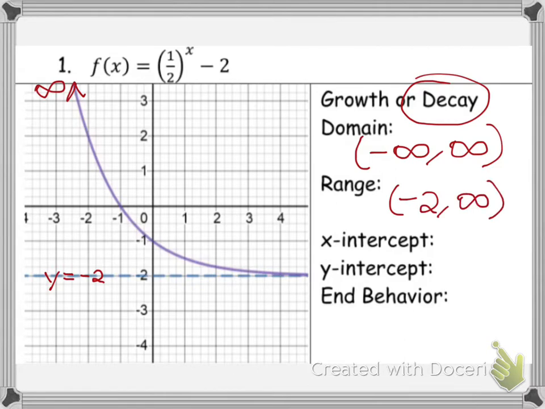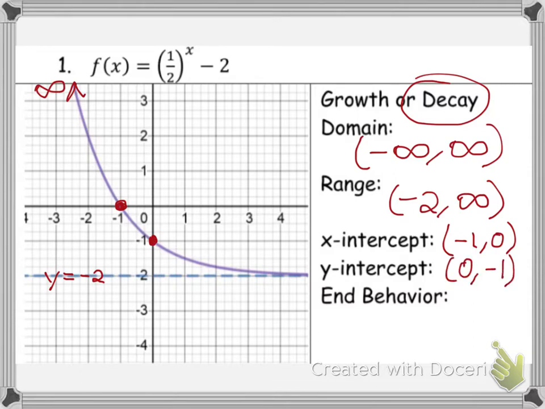All right, my x-intercept, looking on the x-axis, I see it crosses right here at -1. So my x-intercept is going to be -1, 0. My y-intercept, looking at my y-axis, I see that it crosses at this point right here. So my ordered pair is going to be 0, -1.